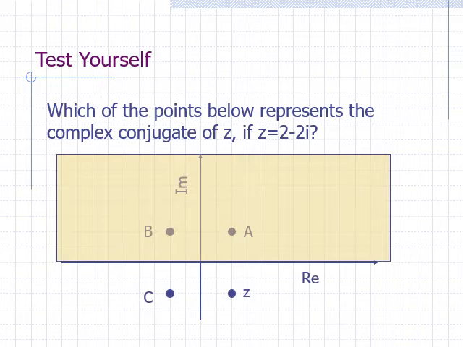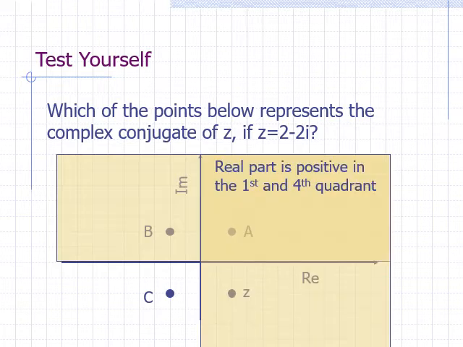The real part of z is positive 2, so it's located on the right half of the complex plane, on the right side of the y-axis. The same is true for its complex conjugate. Complex conjugates have the same real part. Therefore, of the points shown here, point A corresponds to the complex conjugate of z. On a complex plane, complex conjugates would mirror each other across the x-axis.